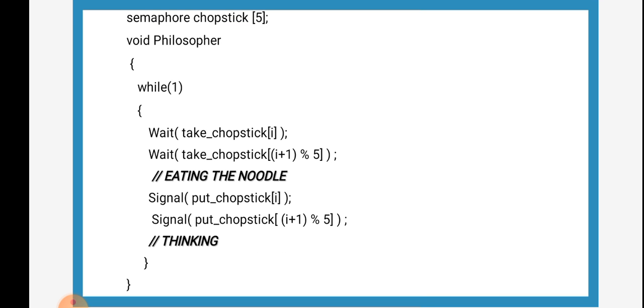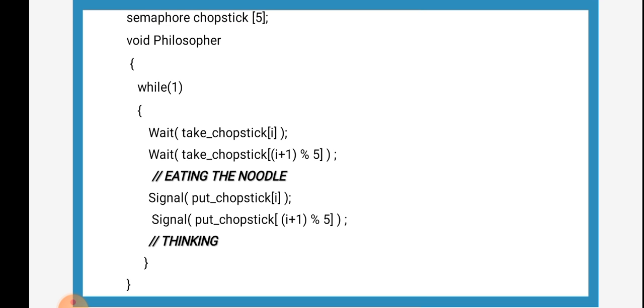So now a chopstick can be picked up by executing a wait operation of a semaphore, and similarly, after the philosopher completes his eating process, he has to keep the chopsticks in the original places. For that we have to perform the signal operation.